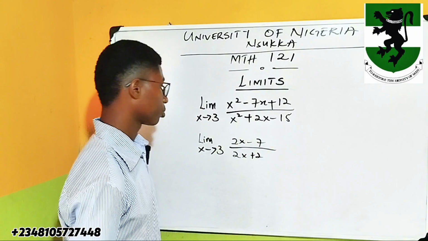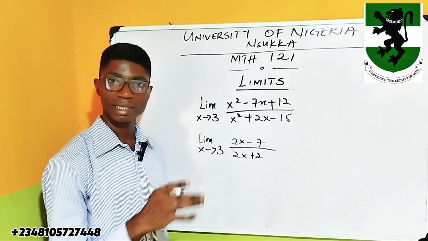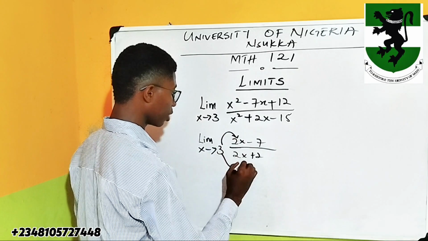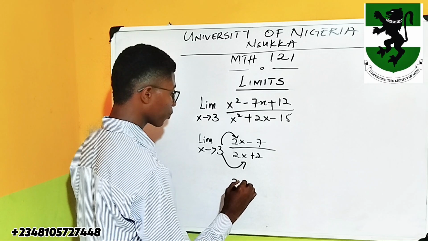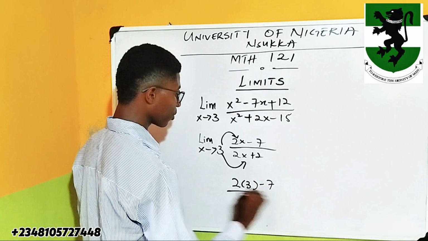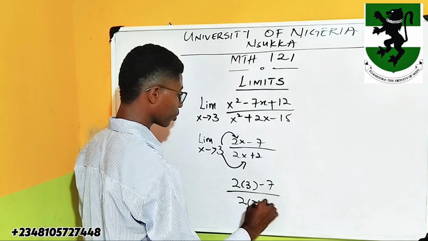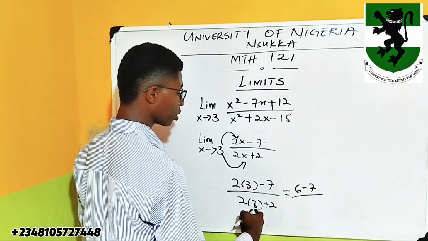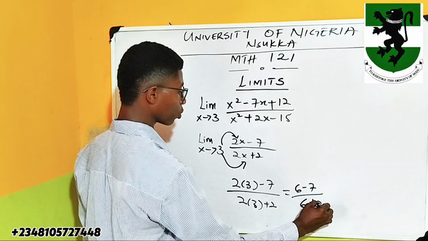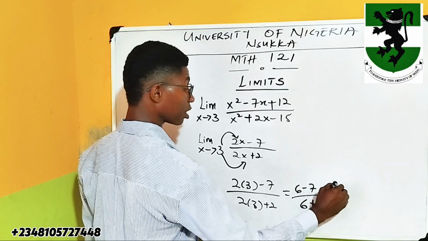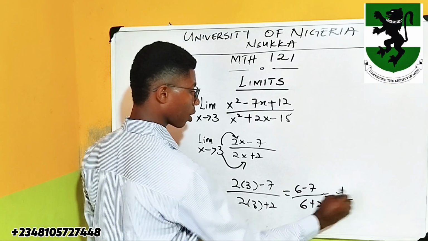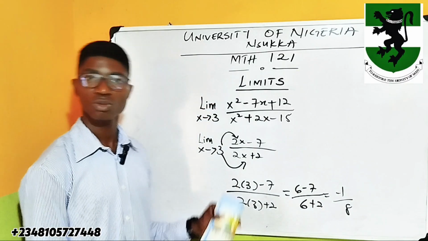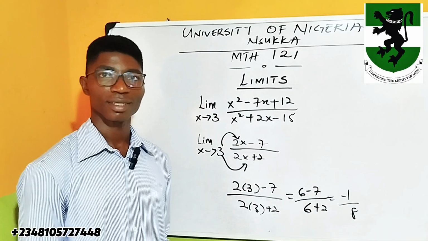plus 2. Now we go on with direct substitution. Substitute 3 into this expression in place of the x's. So we have 2 times 3 minus 7 over 2 times 3 plus 2. 2 times 3 is 6, minus 7, over 6 plus 2. 6 minus 7 is minus 1, all over 6 plus 2, which is 8. And this is our final answer. Simple, straightforward, and fast.